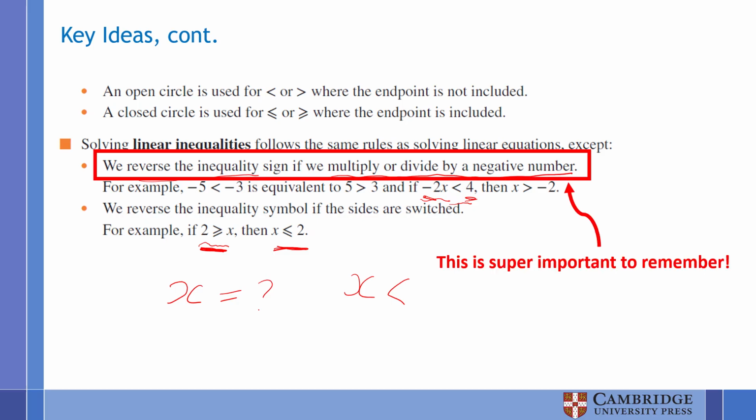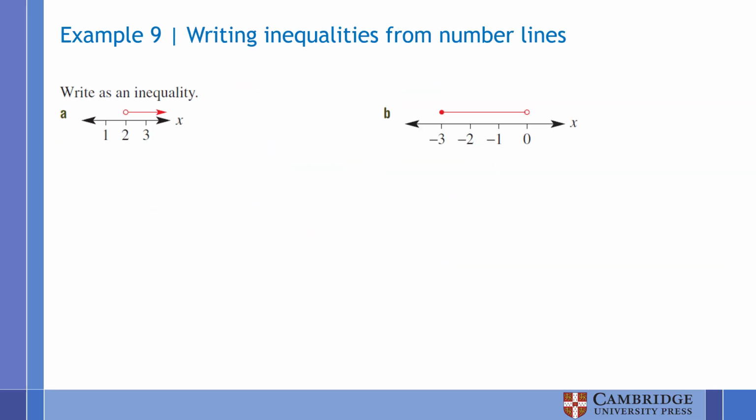Okay. As we said, this bit's super important. We have to reverse the inequality sign if we multiply or divide by a negative number. That's our only extra rule that we've got.